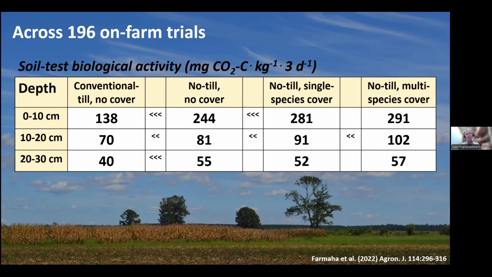And then finally, when we have no tillage with a cover crop, either single species or multi-species, we can elevate the activity near the surface even more. And sometimes it increases with depth, but it doesn't always. And partly this is because in the southeastern U.S. we have a very warm and mild climate, so it's warm and wet, and so we have decomposition proceeding most of the year.